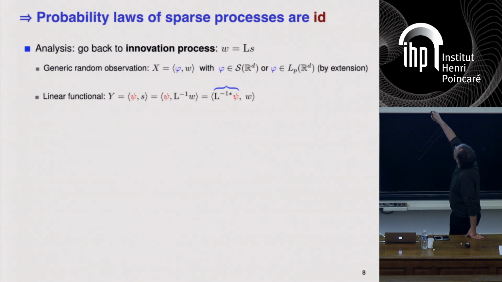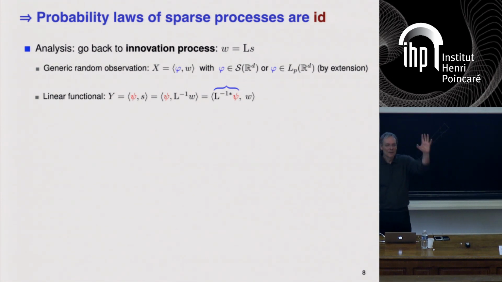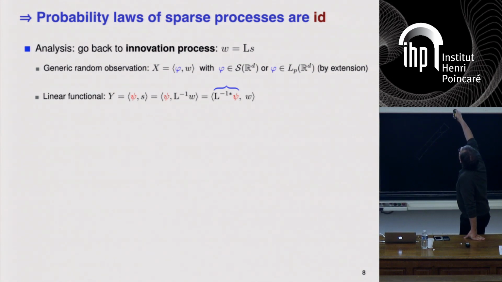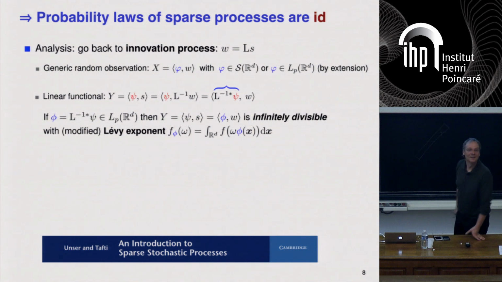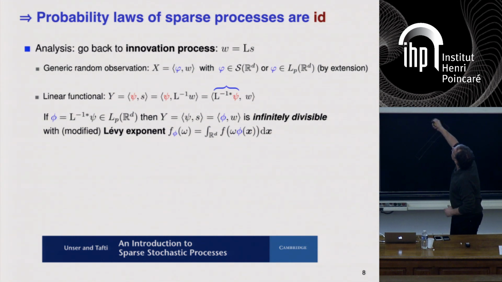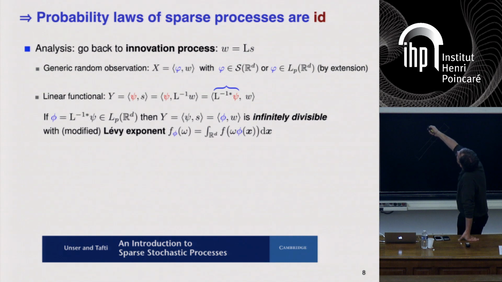Okay, so psi here would be a wavelet. Now we rewrite the S as L minus 1 W, and then by duality we move the L minus 1 by taking the adjoint. And then this guy, we just rename it phi. We consider it as a test function. But there's a small catch here. We have to enlarge the domain, not just to test functions, but to Lp functions. And that can be done.